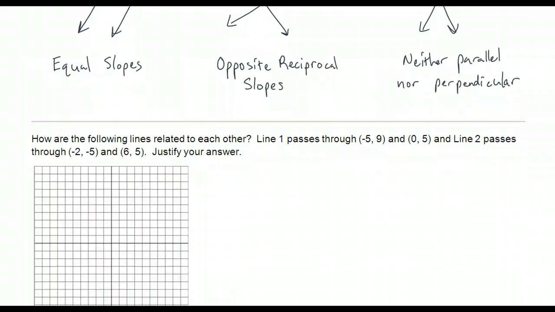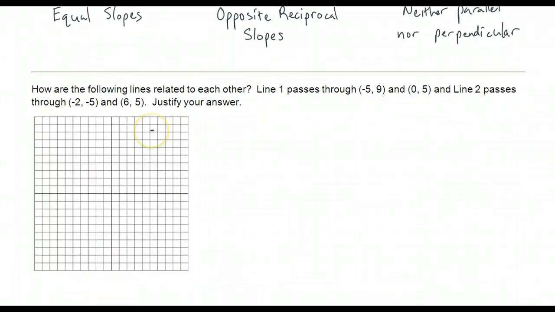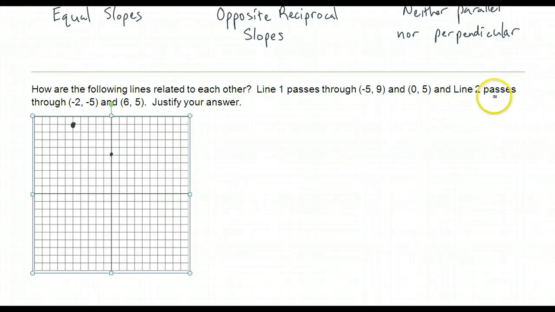Let's look at an example that involves slope and lines. How are the following lines related to each other? Line 1 passes through (-5, 9) and (0, 5). Let's plot these 2 points. And line 2 passes through (-2, -5) and (6, 5). Let's plot these 2 points.